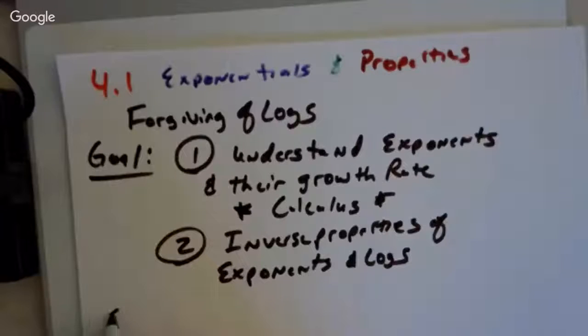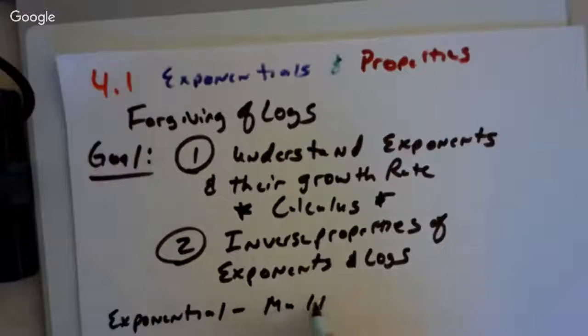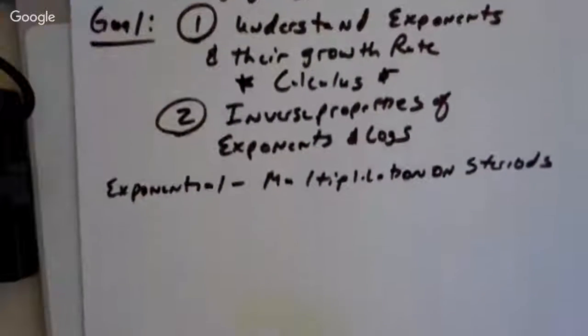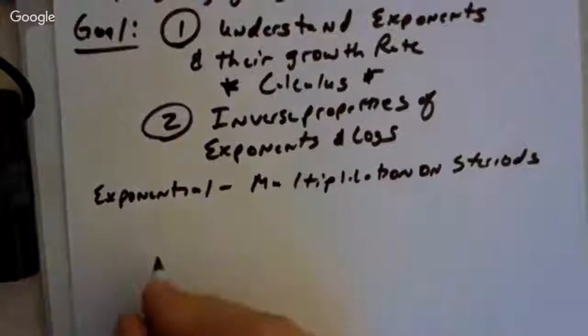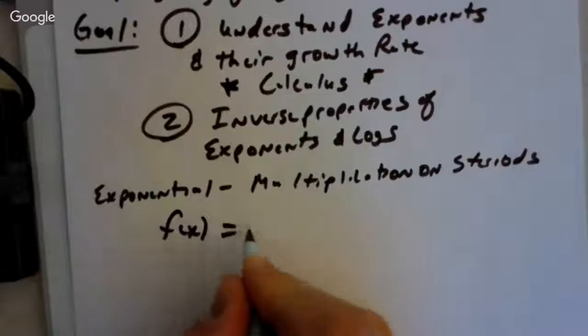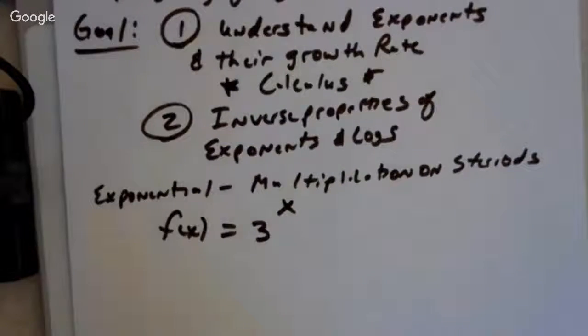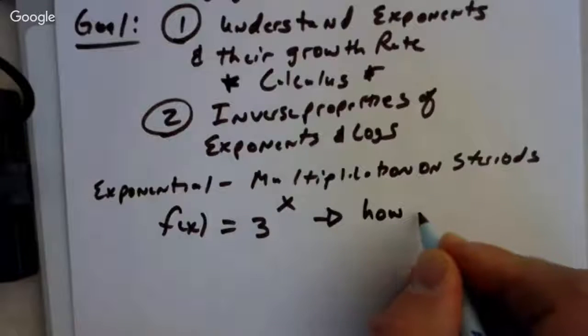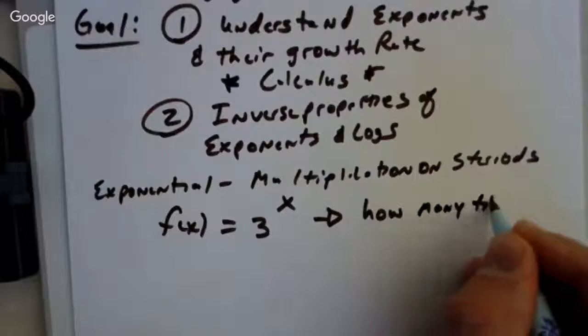Okay, what's an exponential? Sloppy definition is multiplication on steroids. Guys, stop talking. There should be no talking. Exponents on steroids. So in other words, f of x is equal to like 3 to the x power. Or we're just simply asking a question, how many times are we multiplying 3 by itself? Yeah, x times.